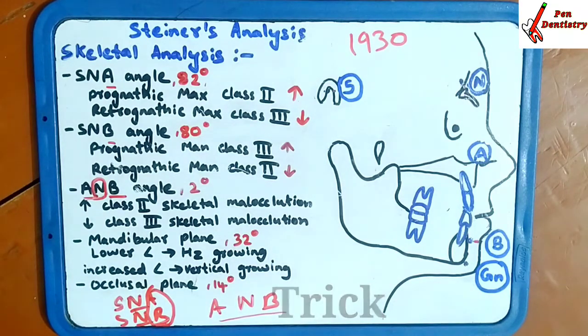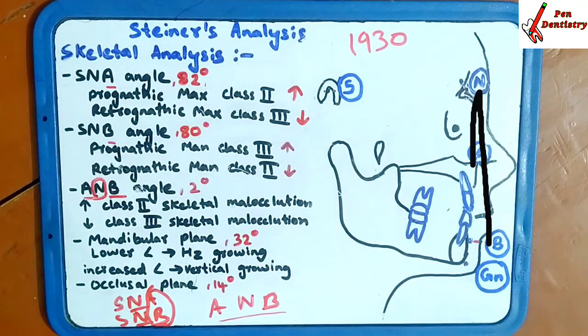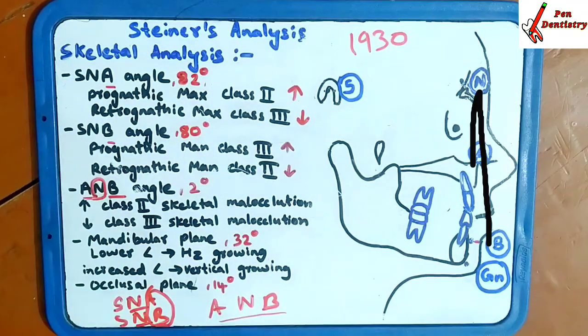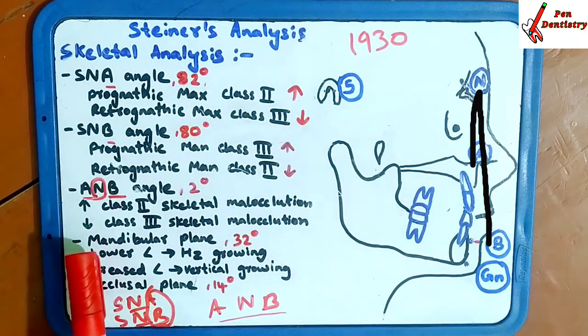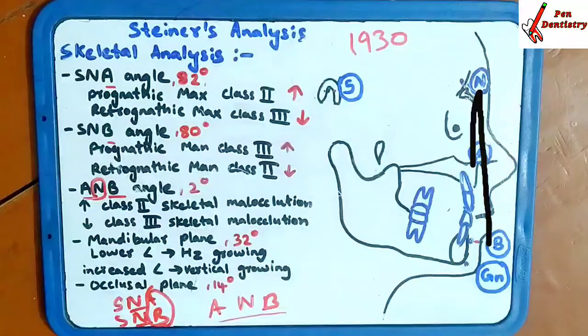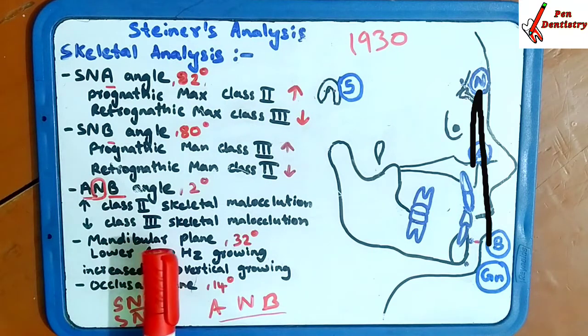As you can see in the picture, when the ANB angle is increased, skeletal class 2 malocclusion will be present. Which type of malocclusion will occur? Class 2 malocclusion, in the skeletal sense, because we are learning skeletal analysis here. And when the angle is decreased, class 3 skeletal malocclusion will be present.